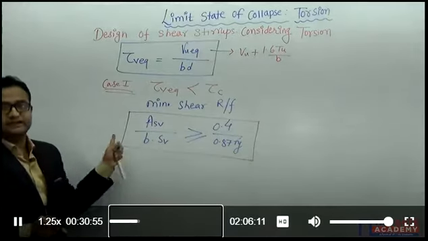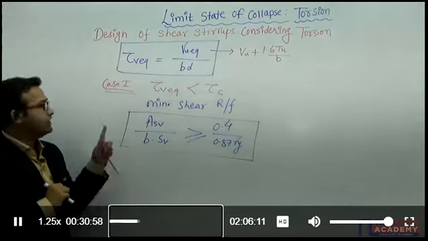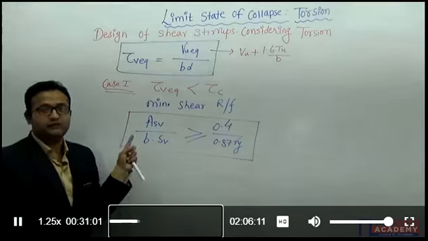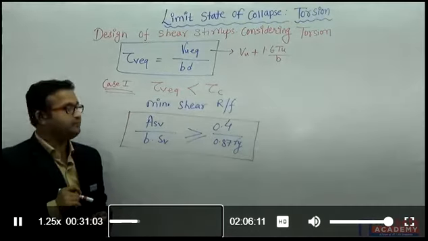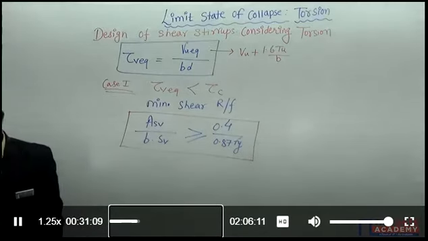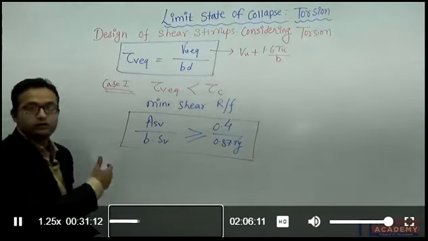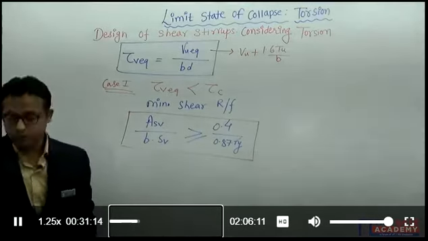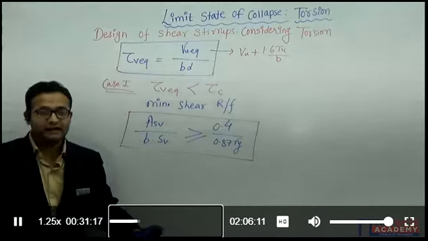Right? This is the case first. This is a normal case. Already we have discussed when we have designed the stirrups without considering the effect of torsion. Please note down. Then we will see the case number 2, if tau v equivalent is greater than tau c.